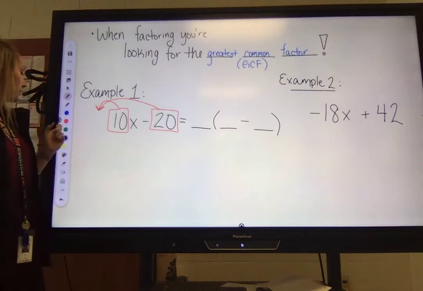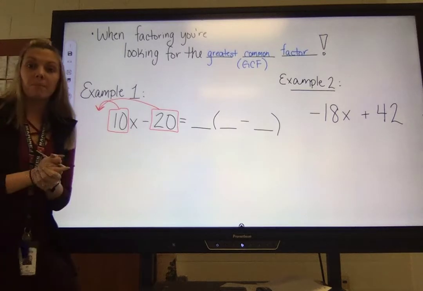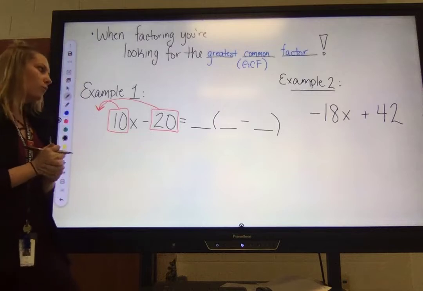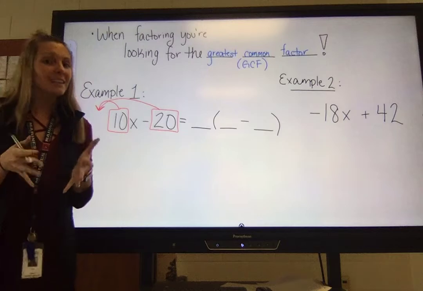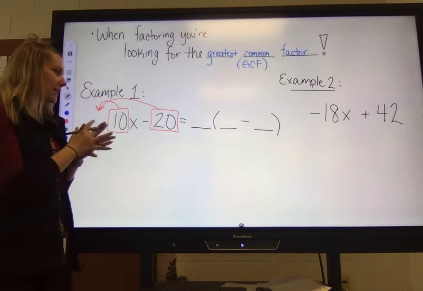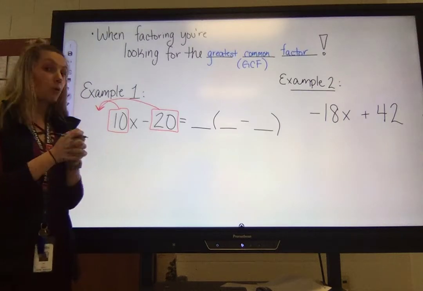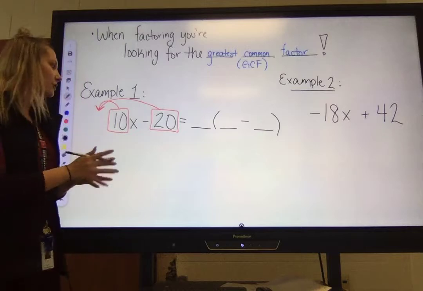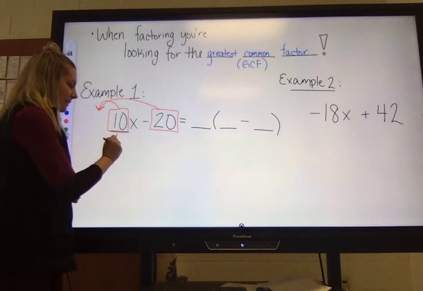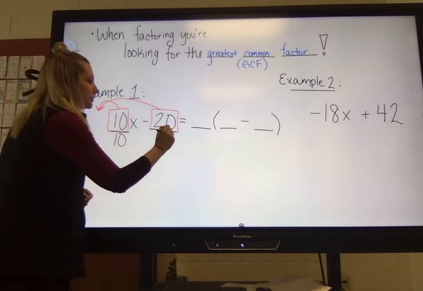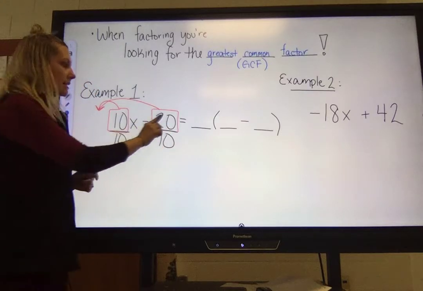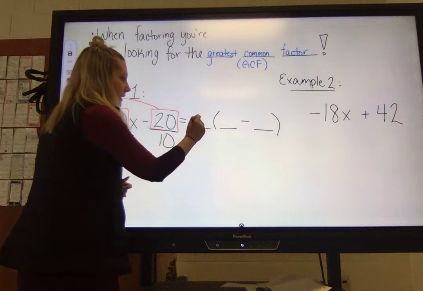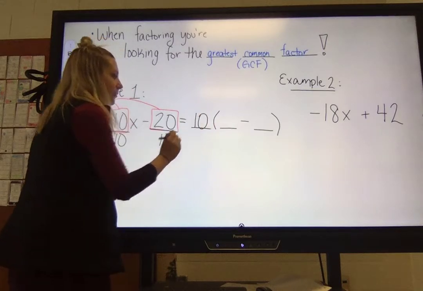So I'm going to look at both of these, and I could say, okay, my number is going to be 2. Well, the problem with 2 is that it's not the greatest number. There is a bigger number. We just got to really look at it and think about what it is. Okay? So our biggest number, our greatest common factor for this problem is going to be 10. Right, so I'm going to divide both of these by 10. The number that you're dividing both of these by is what goes on the outside. So I need a 10 out here.